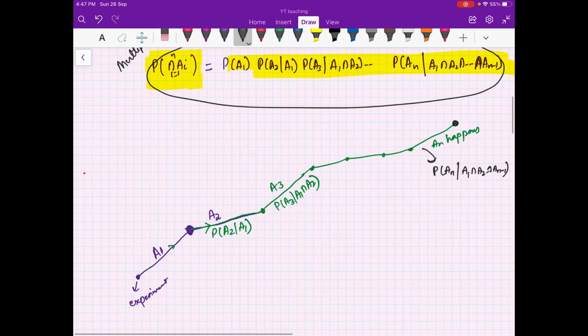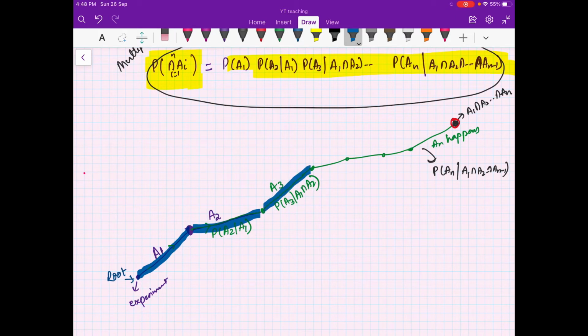So this node corresponds to A1 intersection A2 intersection up to AN. Why? Because here is how you are reaching this node: you are starting from your root, then you go A1 happens, then A2 happens, then A3 happens, then A4 happens, and so on. So when you finally reach here, every event has happened. It means that this node corresponds to A1 intersection A2 intersection up to AN.